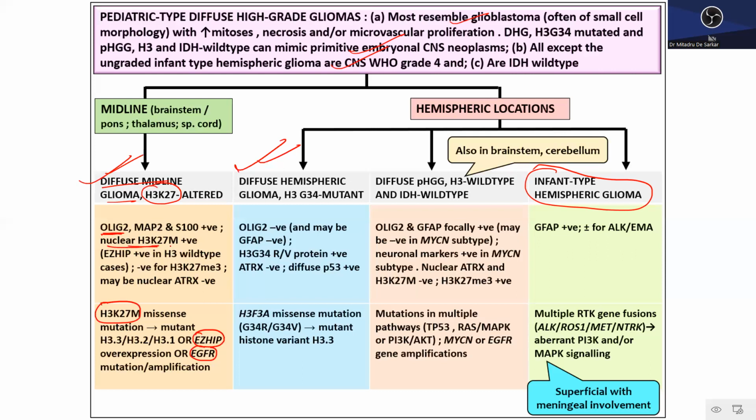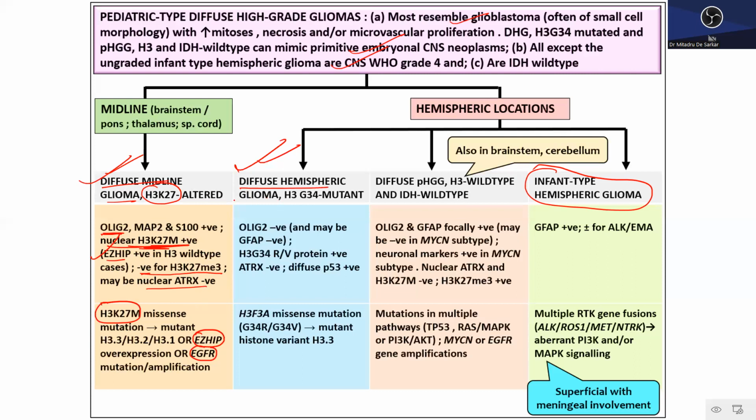In those cases in which the mutant H3K27M protein is present, there will be nuclear expression of it. Whereas in the H3 wild type cases, you will get EZHIP expression. Correspondingly, there will be a loss of expression of the trimethylated histone. And this can sometimes lack ATRX, although most often they will have retained ATRX expression.